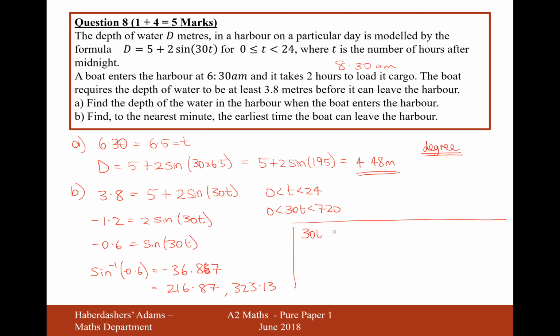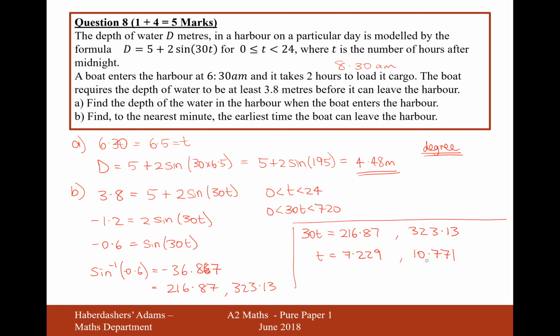We're going to set both of these equal to 30t. So 30t equals 216.87. Let's divide this by 30, and we get 7.229. That's too early for the boat to leave, because it takes 2 hours to load. So alternatively, 323.13 divided by 30 gives us 10.771. That's going to be after 8:30.